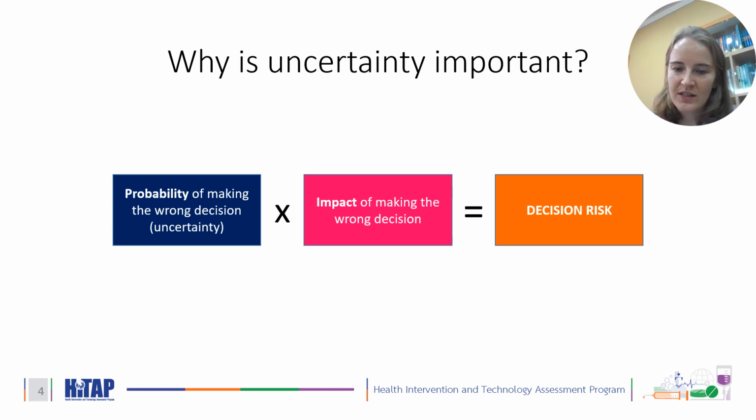But then also consider the impact of making the wrong decision. If you choose drug B, but actually it turns out that in reality drug A is better. Is it that it's just a minor budget impact issue, or is it actually that there's a huge amount of cost and potentially lives involved in making the wrong decision? And then when you think about the probability or the uncertainty of making the wrong decision combined with the impact, that represents the decision risk. So what's the likelihood and impact of potentially making a wrong decision?